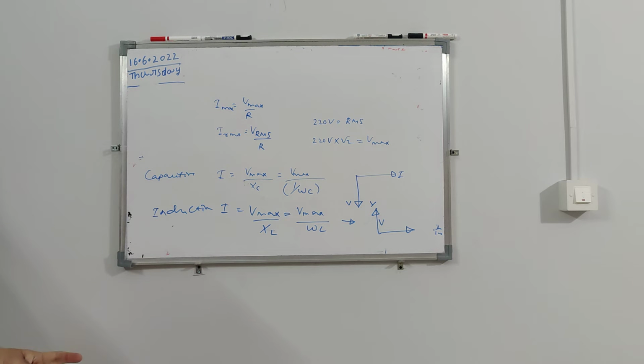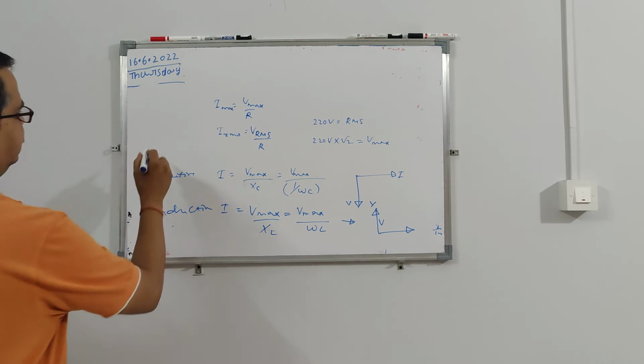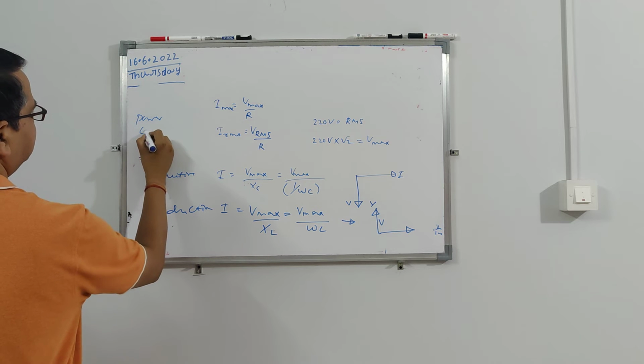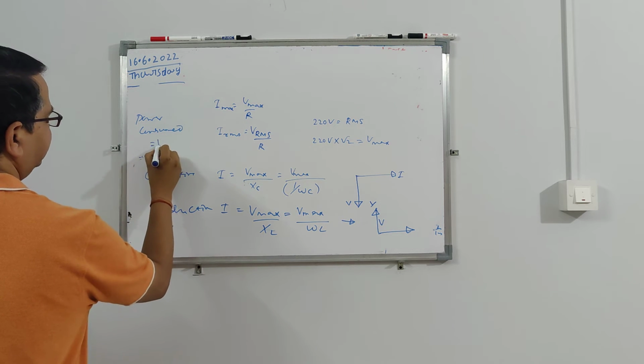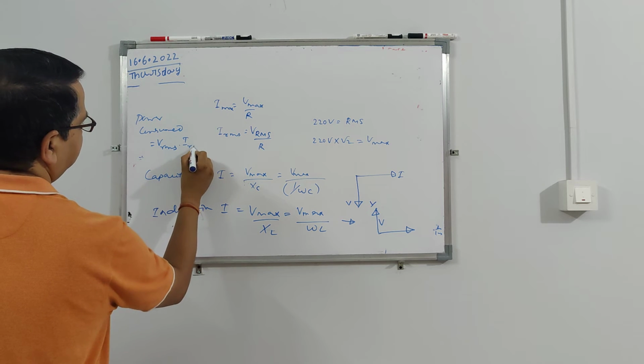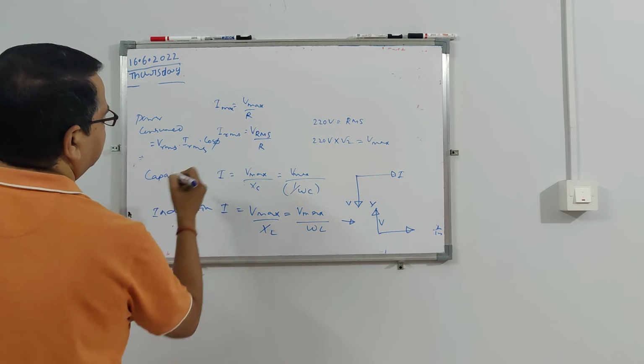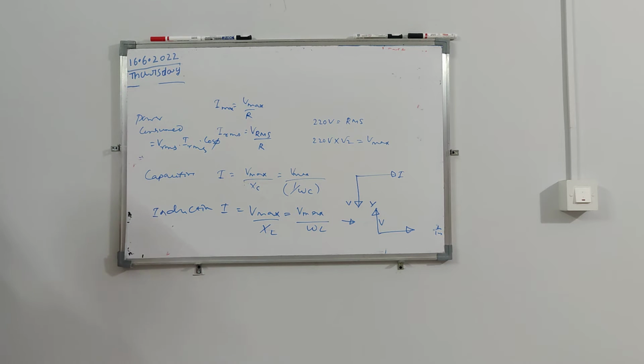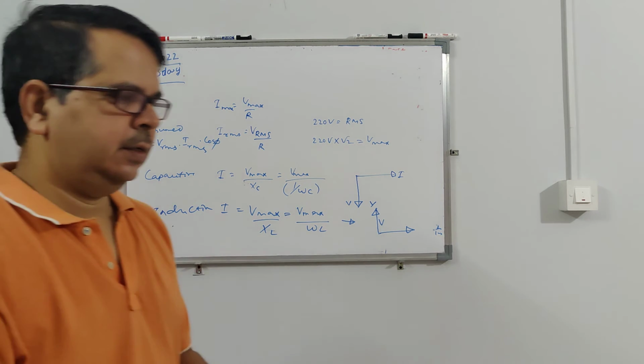And for AC supply, the power consumed is equal to V RMS into I RMS into cos phi. Cos phi is the power factor. Because in a capacitive or inductive circuit there is a 90-degree phase difference, that is why it is called wattless current. In inductive and capacitive circuits, the power factor is 0.